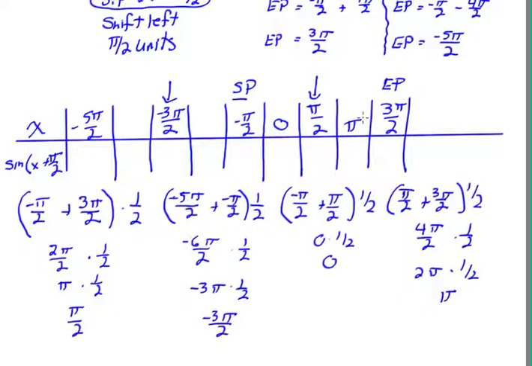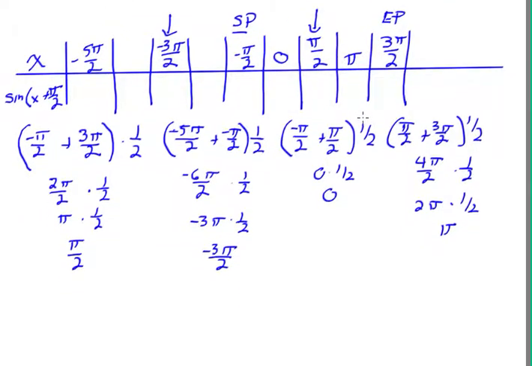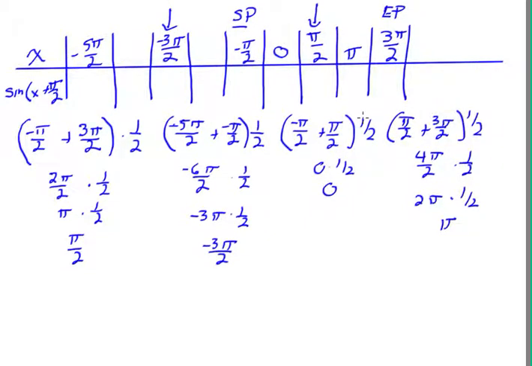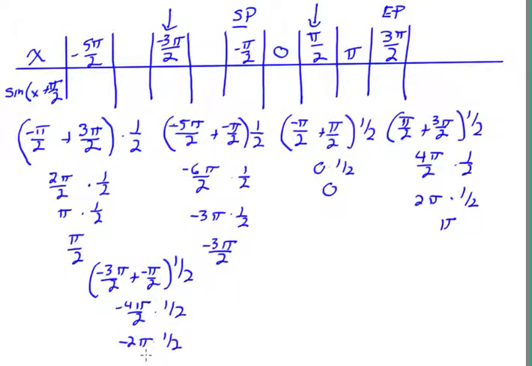Okay, keep going. We need a little more room here, so let me scroll up again to get our last remaining critical points. Okay, what's halfway between these two? That is negative 3 pi over 2 plus negative pi over 2 times 1/2. That's negative 4 pi over 2 times 1/2. Negative 2 pi times 1/2. Negative pi. So that one is negative pi.